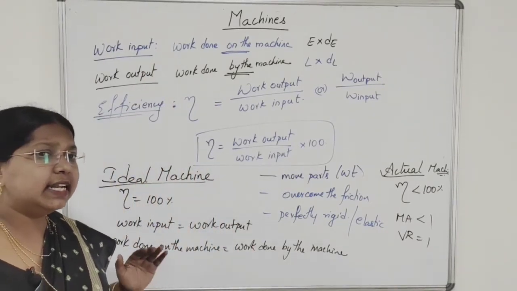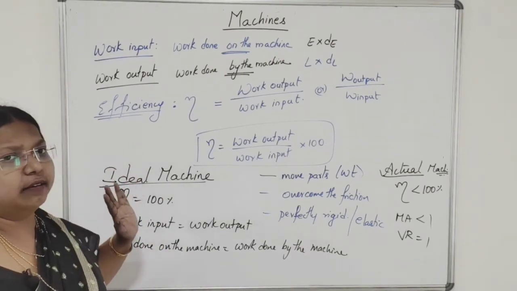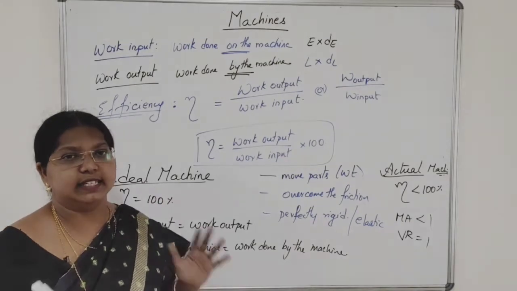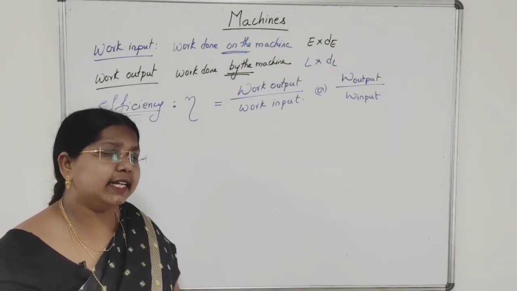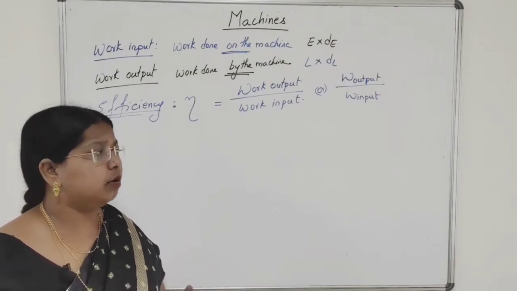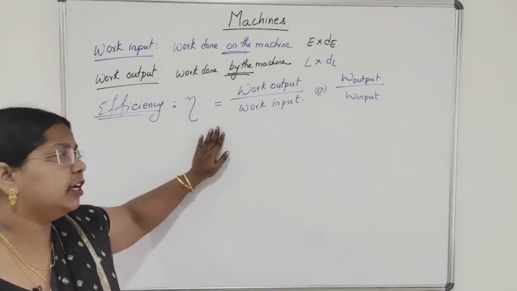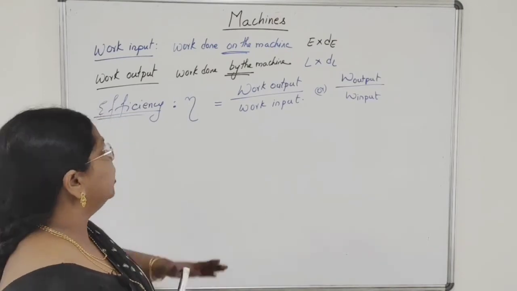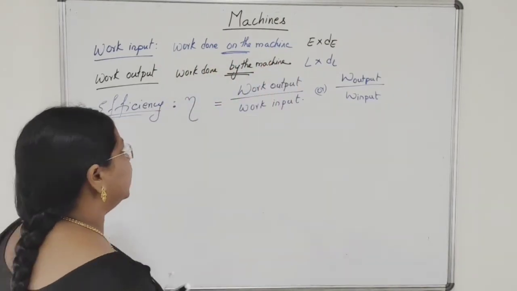Now we'll see the relation between efficiency, MA and VR, mechanical advantage and velocity ratio. The relation between all these three. To know the relation between efficiency, mechanical advantage and velocity ratio, we will start with efficiency. What is efficiency? It is the ratio of work output by work input. We already know what work output and work input are. Let us substitute those formulas here.